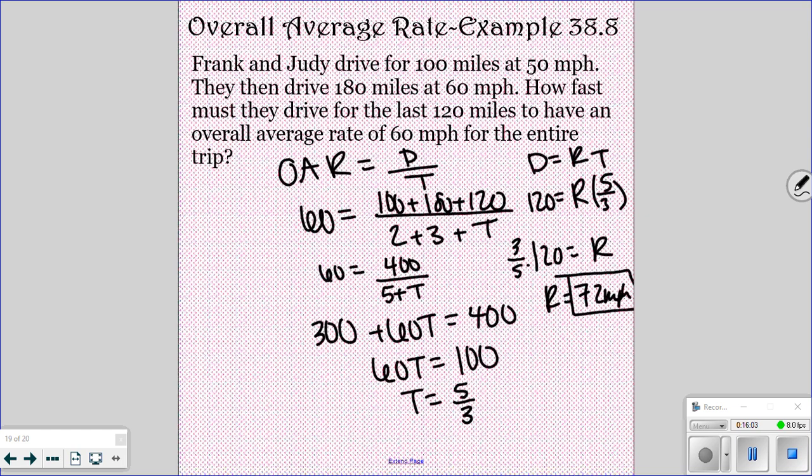So sometimes they'll ask you for questions like that, and you'll have to start off by setting up your formula and solving for your time. But this isn't the final answer because it says how fast did they have to drive, not how long. So that's how ones like that would work.